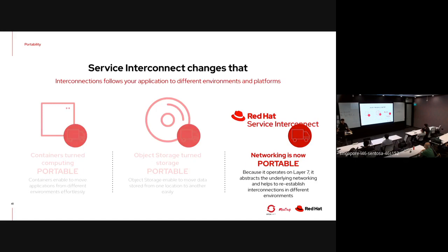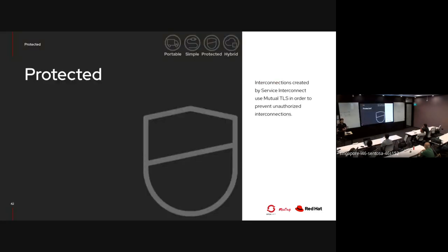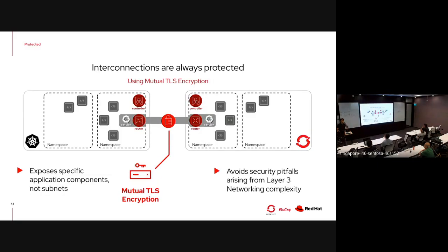Right, it makes it very simple because it operates on layer 7. So we're all familiar with the OSI model. Service Interconnect or Skupper is based on layer 7, which means that we actually communicate via the application endpoints. So this is why it becomes a lot simpler. But at the same time, even though it's simple, it does have the protection required. It implements mTLS encryption, so mutual TLS encryption. What it does is it only exposes the specific application components that you specify. It doesn't go and expose the whole subnet.